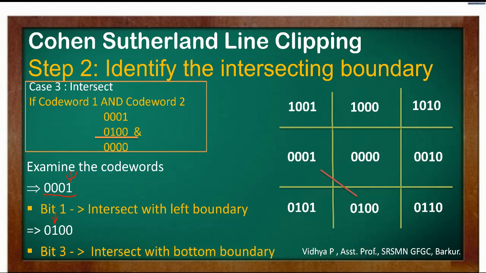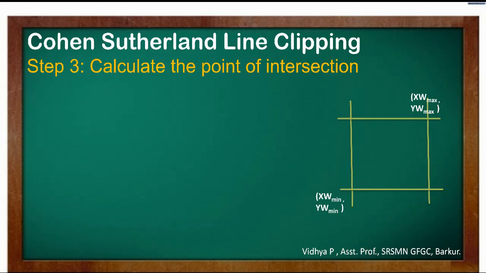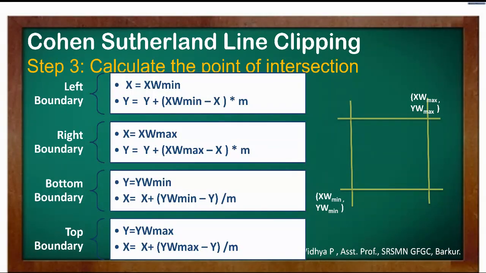Once we identify the intersecting boundary, we have to calculate the point of intersection. We can calculate the point of intersection by using a simple equation. Let us consider this particular line. It is intersecting with the left boundary. So the x value of the intersection point is always xw min, and only the y value you have to calculate, that is y = y + (xw min - x) * m. In the same way, if a particular line segment intersects with the right boundary, the x value is always xw max, and we have to calculate y as y = y + (xw max - x) * m.